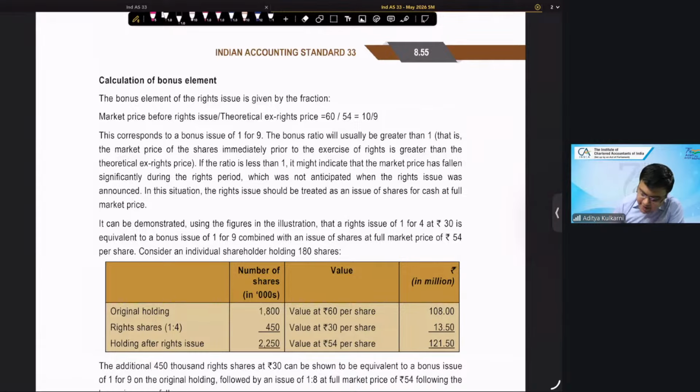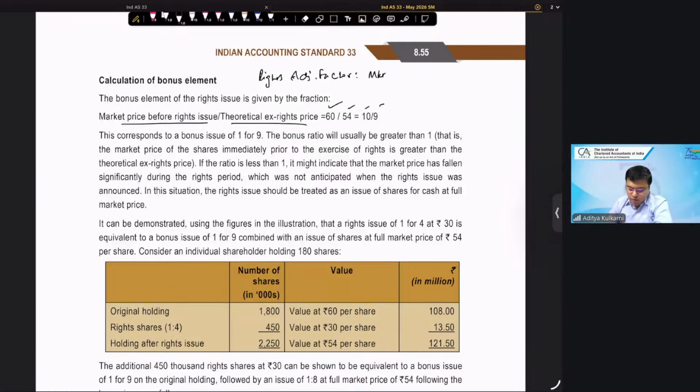Now we calculate something known as rights adjustment factor, which is nothing but market price before the rights issue, that is 60, over theoretical ex-rights price, that is 54. So this is your rights adjustment factor. That comes to, if I simplify it, 10 by 9.